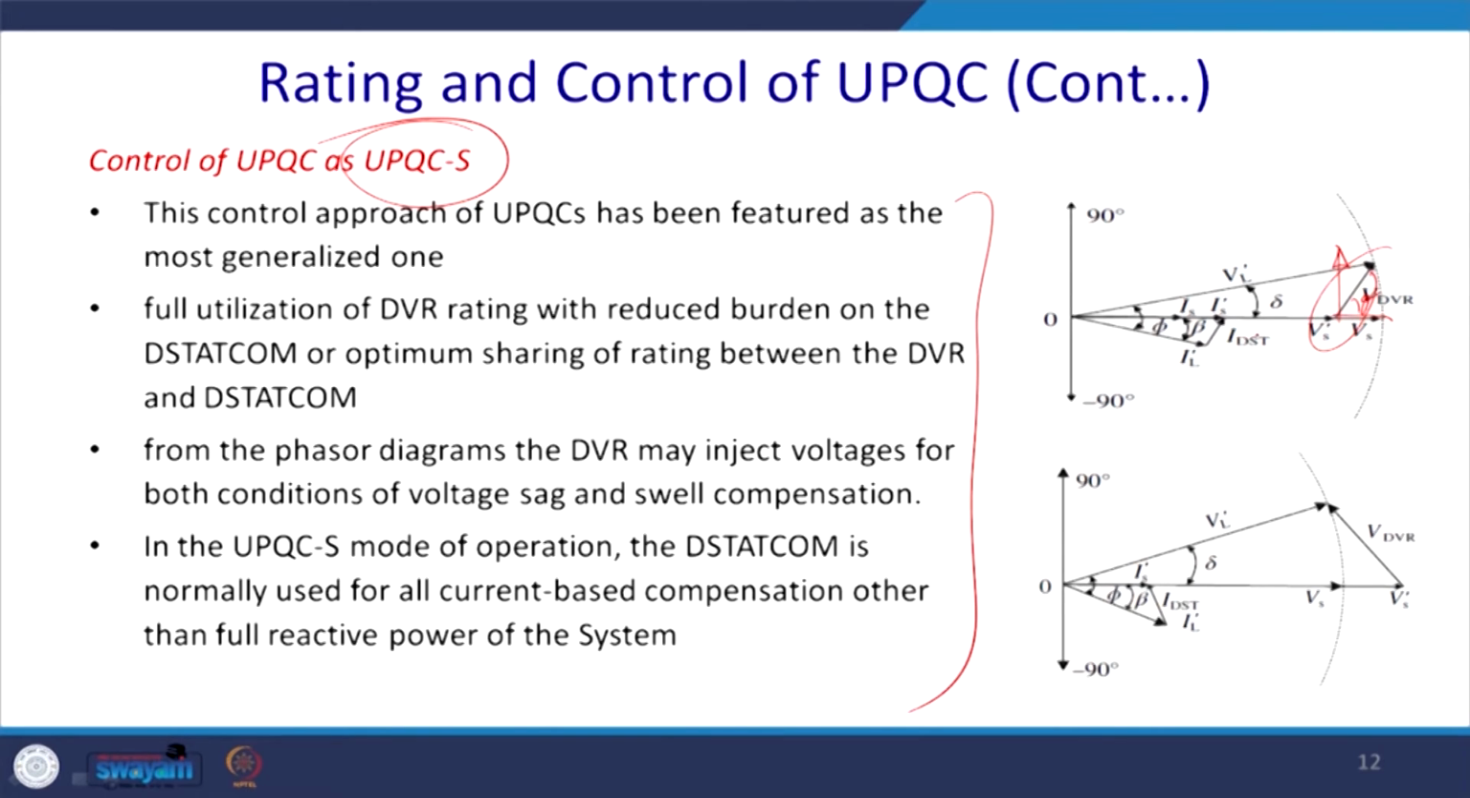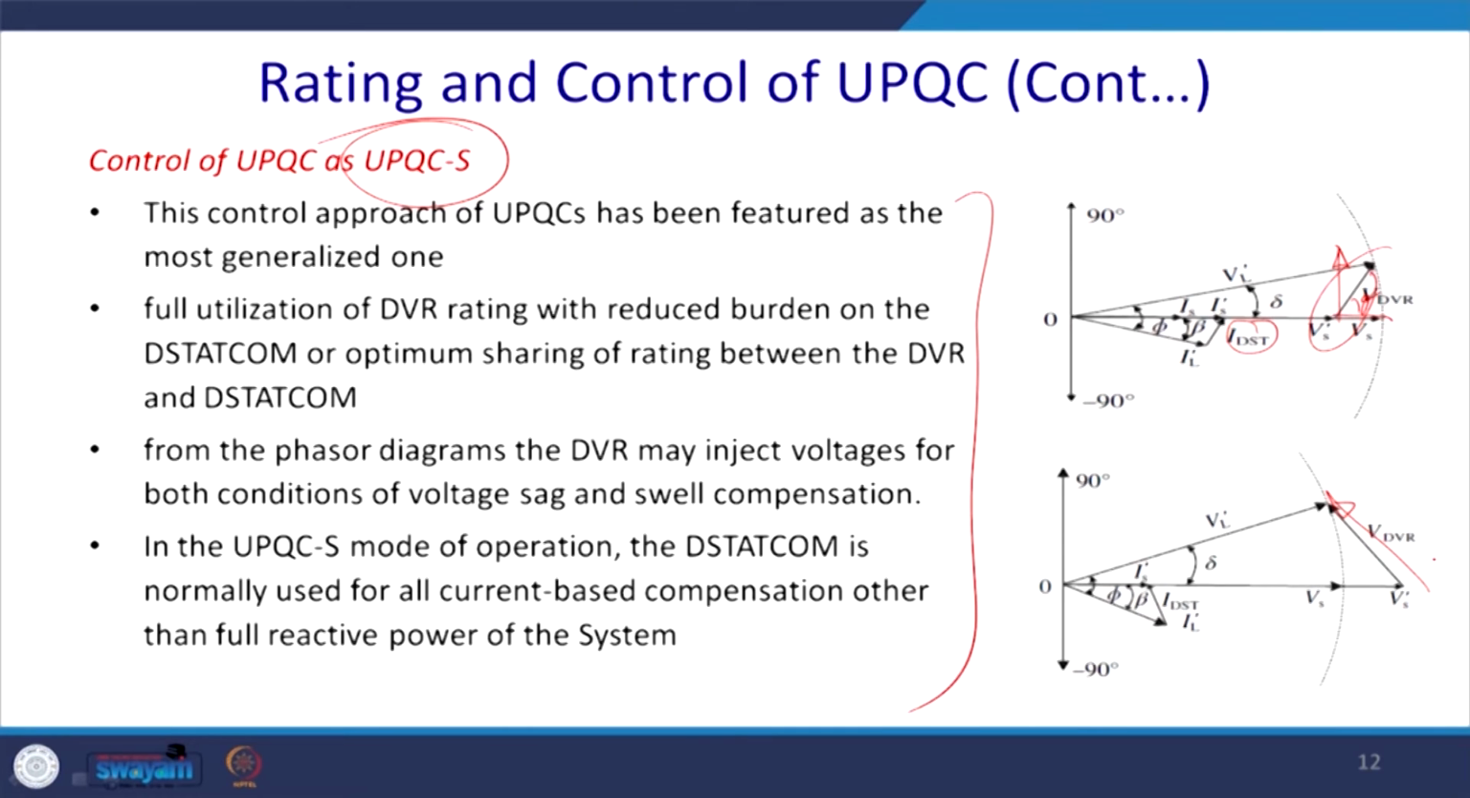Initially you had a current I L, and you will inject this current to make it I S, and there is an angle between I S and I L, that angle was phi. Ultimately you will inject the current so that this component is in phase with the supply voltage. Similarly, it can also compensate the swell, and ultimately you can see that it is injected like this. So, you get a proper utilization of both entities, the DVR as well as the D StatCom.